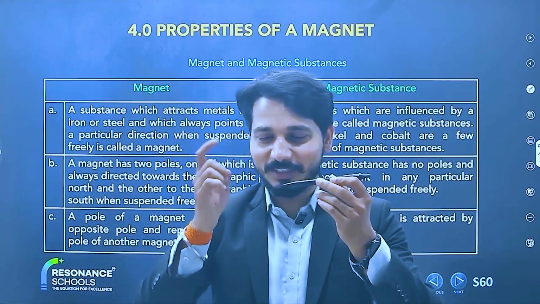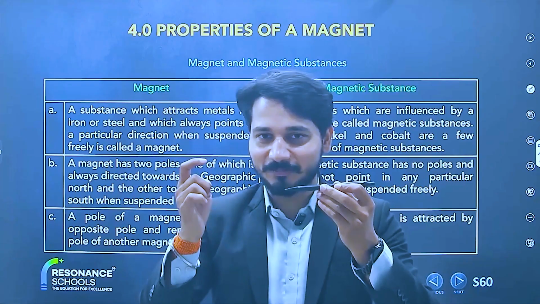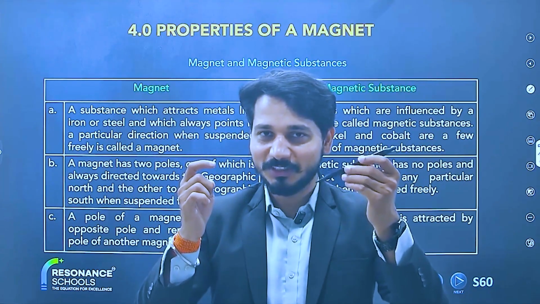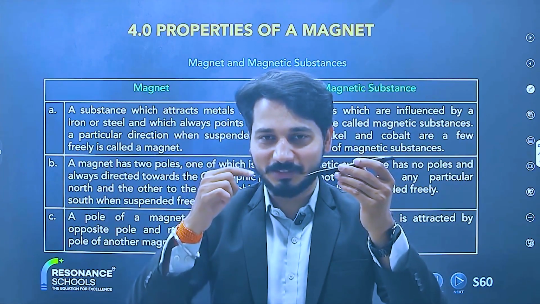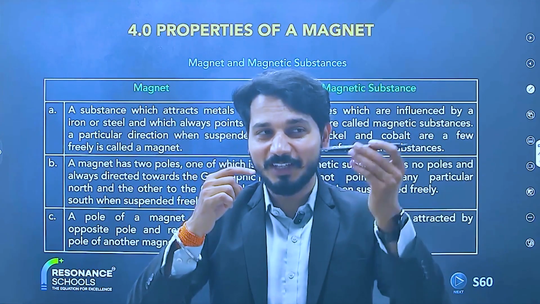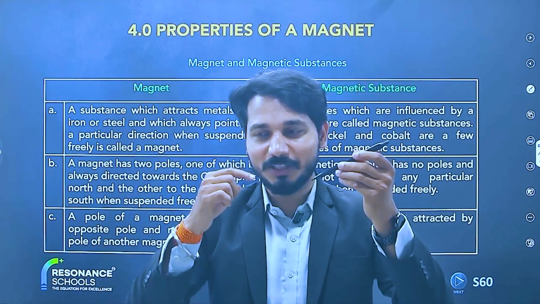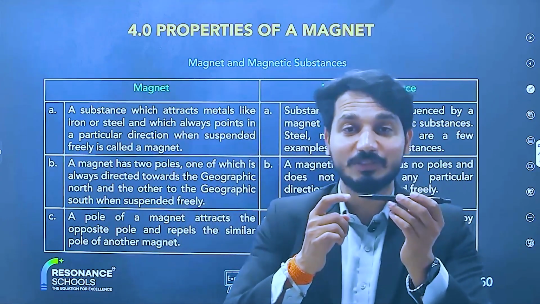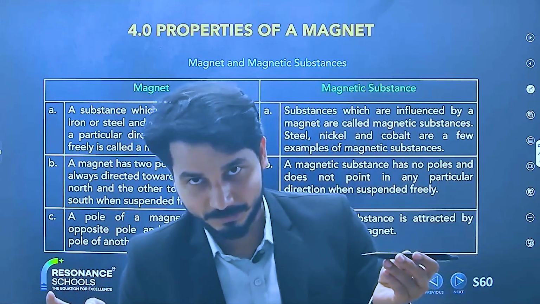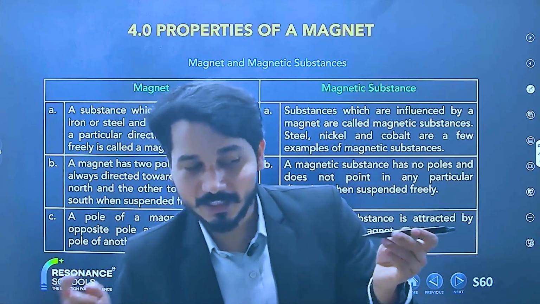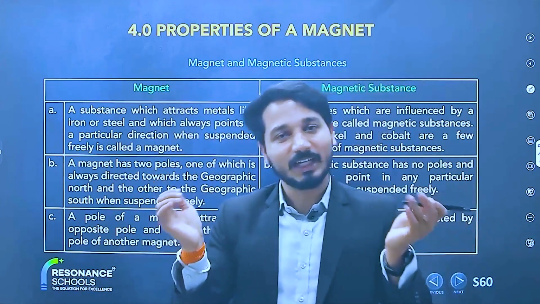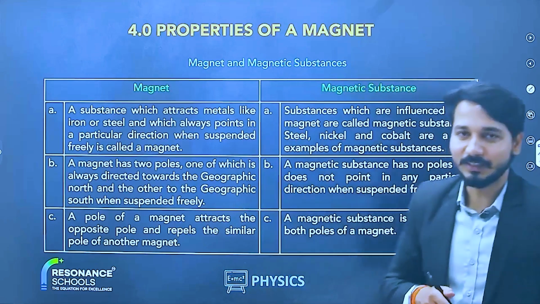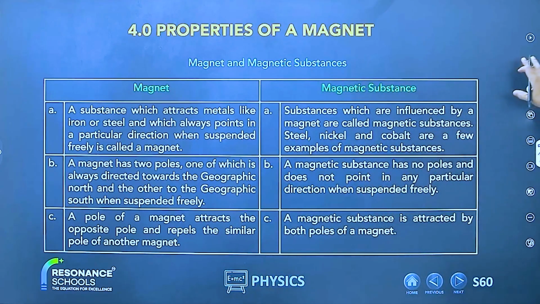But if you are bringing 2 magnets closer to each other, and their poles are the same, either both north poles or both south poles, they will not attract, they will repel. Property of magnets, remember: like poles repel each other, unlike poles attract. So we have completed the revision.